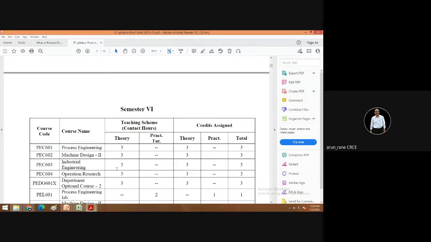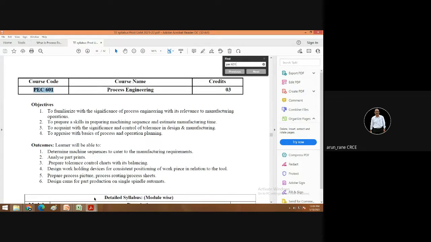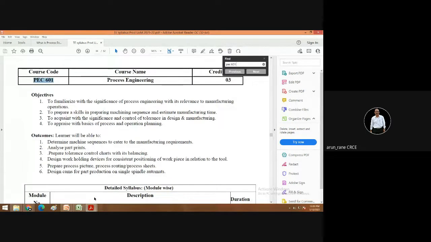Earlier it was process engineering and tooling. So if you refer to earlier papers, you will see it is PET, that is process engineering and tooling, but now it is PEC 601, and it is only process engineering, not process engineering and tooling. Okay, so these are the objectives and COs.